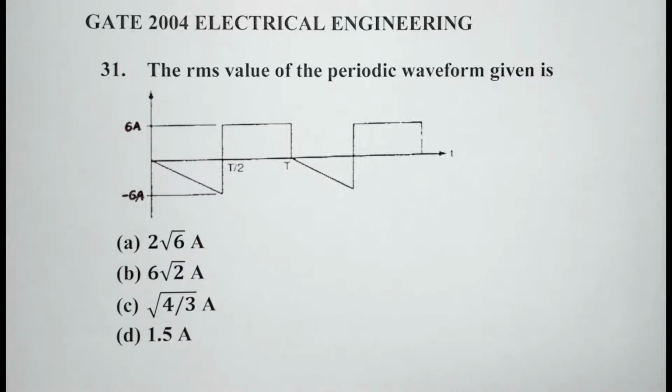Here is the next question, number 31. The RMS value of the periodic waveform given is, so we have our four options: 2 root 6, 6 root 2, root of 4 by 3 and 1.5.